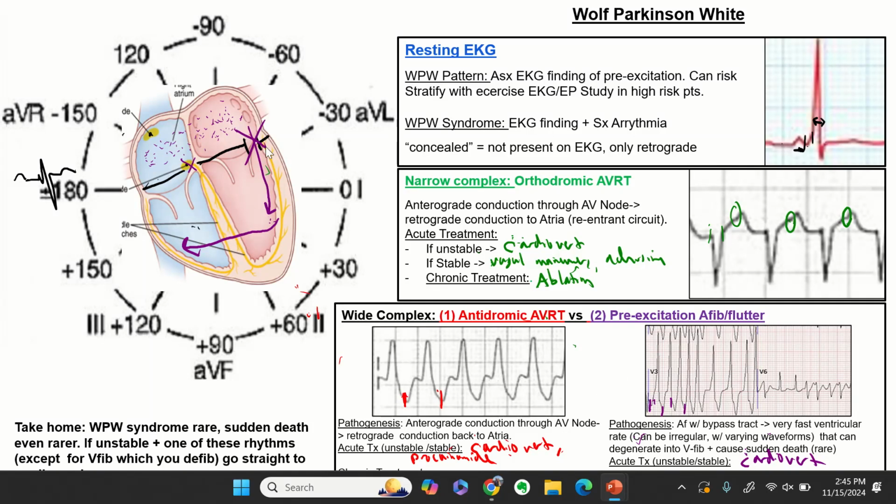And you really want to ablate, for all of these patients, anyone with a symptomatic arrhythmia, that bypass tract to help prevent it in the future.